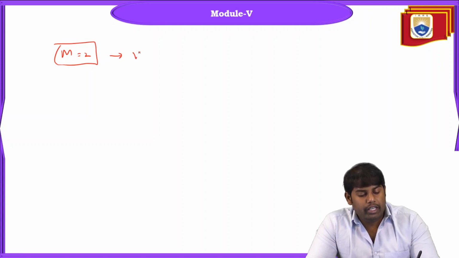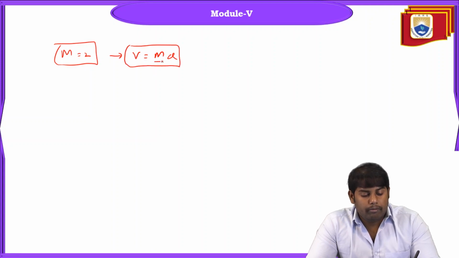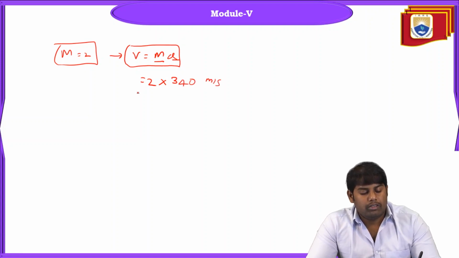So v is equal to M into a. So the velocity of the object is equal to the Mach number into the speed of sound. So what is Mach 2? 2 into the speed of sound, let's say 340 meters per second approximately. So it is 680 meters per second.